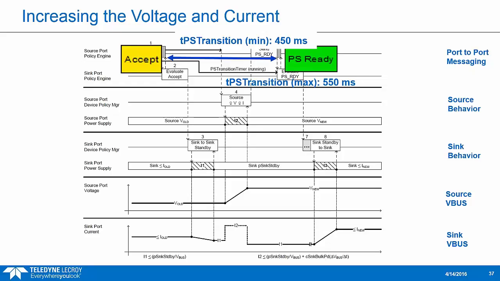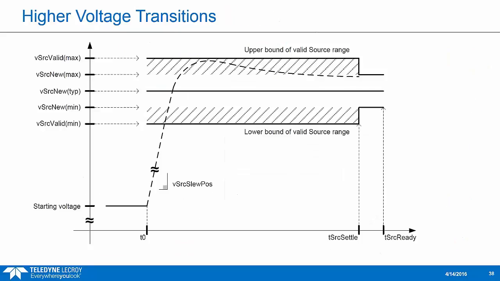So this is a common point of confusion right here. It specifies a min and a max. So everyone asks, do I have to wait a minimum of 450 milliseconds? No, it's actually a range. But this really means the new sink can decide to time out any time within this range. So I'll explain that in a few slides.